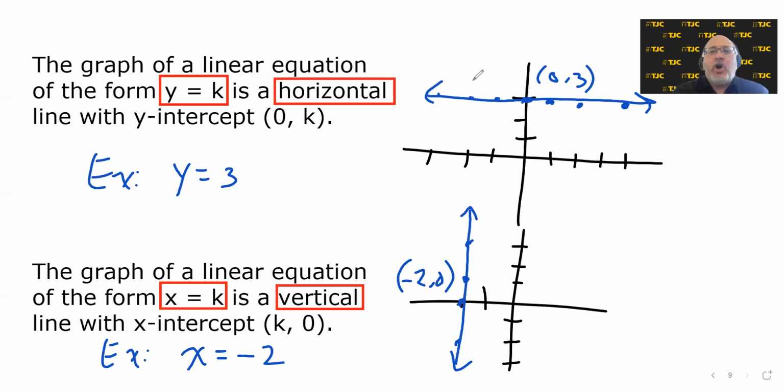So keep in mind that not all lines have both x and y intercepts. If the line is horizontal or vertical, then it's lacking an intercept. Just remember, y equals a number must cross the y-axis at that number. So it has to be a horizontal line. And x equals a number must cross the x-axis at that number. So it must be a vertical line. And that's the end of this video.